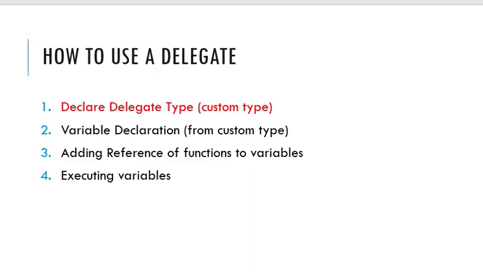As a first step, a delegate type is declared. It is similar to creating your own custom type like a class or struct. Delegate declaration can be done inside the class or outside the class depending on the scope. The second step is declaration of variables from the custom delegate type. And the third step is adding references of methods to variables. And the fourth step is executing the variable.